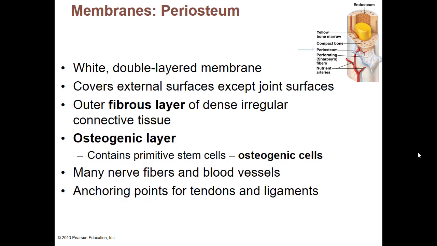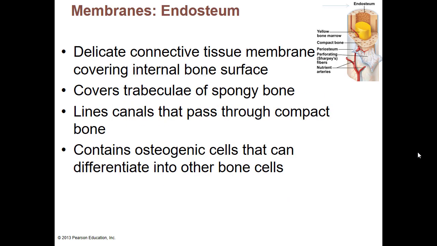The inside lining of your bone is the endosteum. Endo means inside. And so it lines the inside of the compact bone. It lines that medullary cavity in there. It lines all of the spongy bone that's inside the bone. It lines all the canals that have blood vessels that go all through the bone. And we also find osteogenic cells there. So we also find stem cells in that inside lining as well.